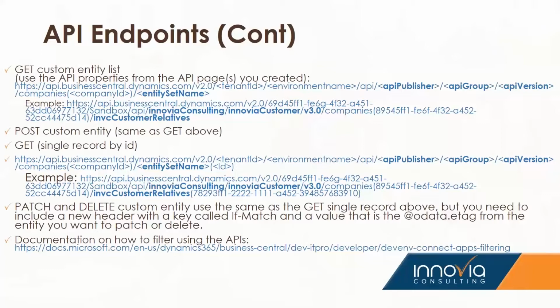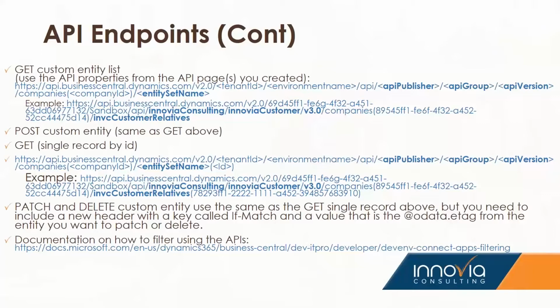Again, you need your tenant ID, your environment name, API publisher, group, API version. You'll need the company ID and your entity set name that you're trying to read. So this will give you a list of the records in that entity. The post uses that same URL.